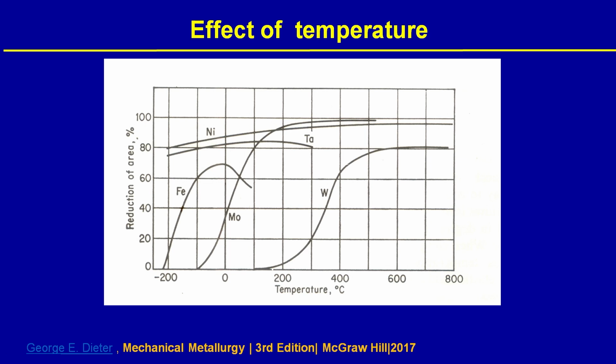For the face centered cubic metals there will be no brittleness at low temperatures. For the BCC structures the material will become brittle. That is why we define a ductile to brittle transition in the case of body centered cubic or hexagonal close packed structure materials, but for the face centered cubic structure there is no such thing possible.